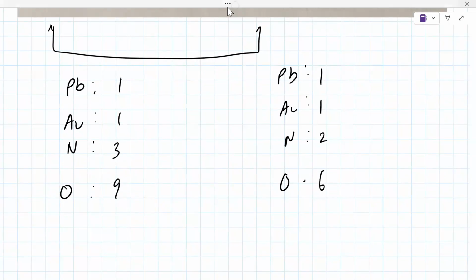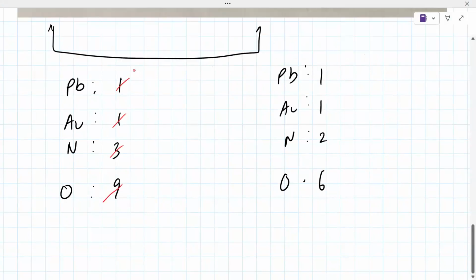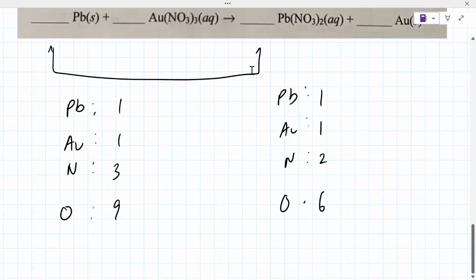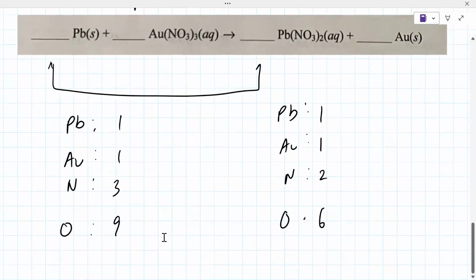If we were to double all of them on the right, well, I'd be careful here. But let's deal with the O. That's the most complicated one at the moment.